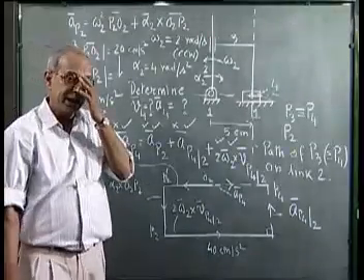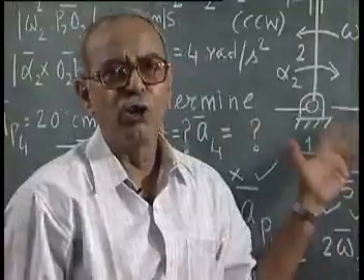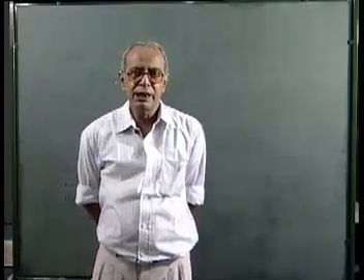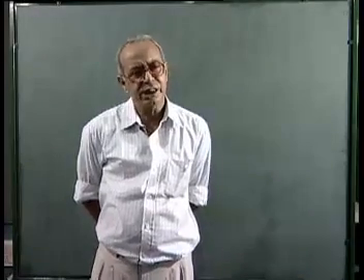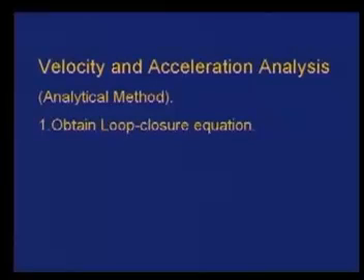So this example clearly shows the power of considering the instantaneously coincident points on various links when we have sliding joints on rotating links. Now that we have completed velocity and acceleration analysis by graphical method, let me show you how to carry out such velocity and acceleration analysis through the analytical method. In the analytical method, just as in the displacement analysis, we start with the loop closure equation. That means we represent the link lengths and sliding displacement as vector quantities and go through each loop present in the mechanism and write the corresponding loop closure equation in terms of these vectors.